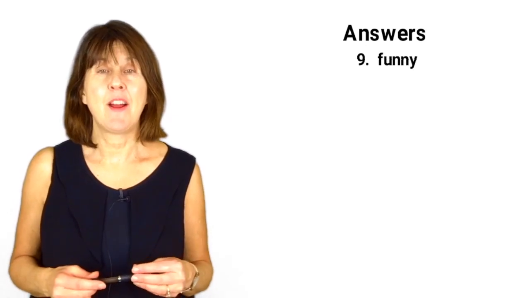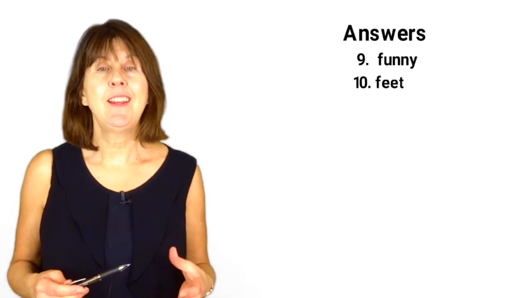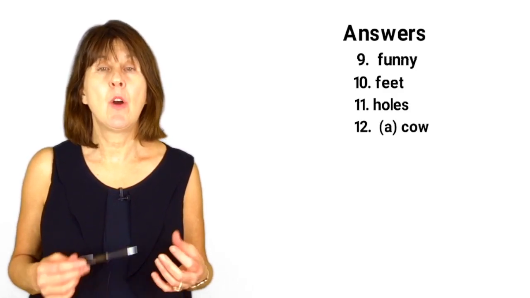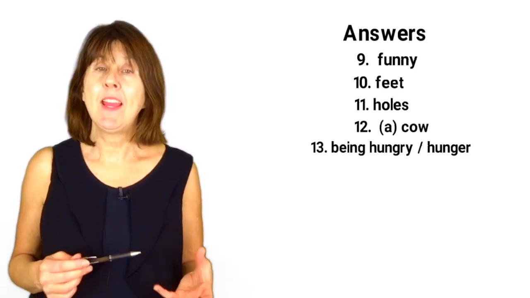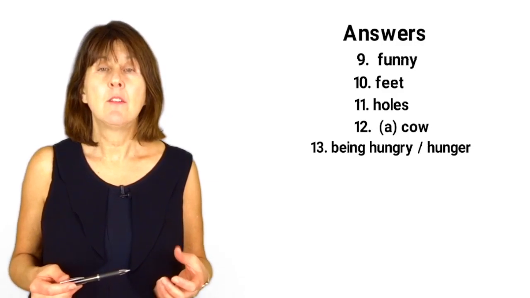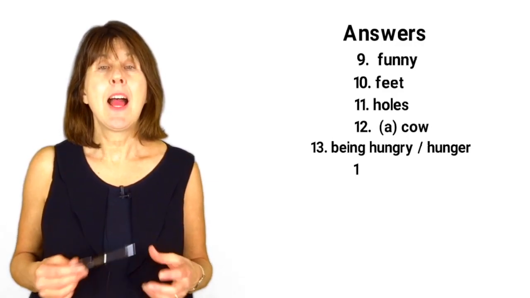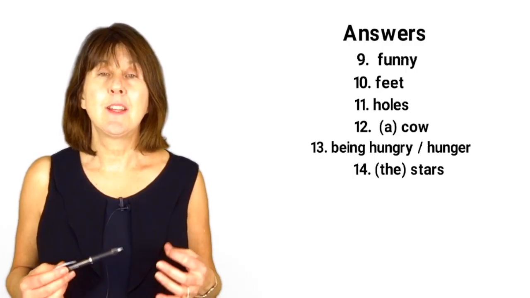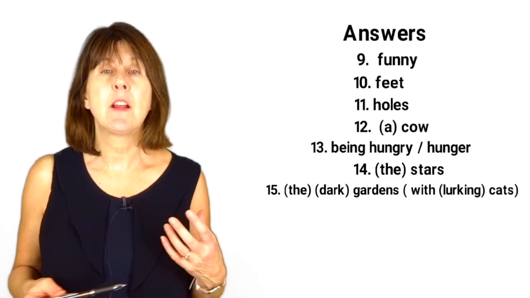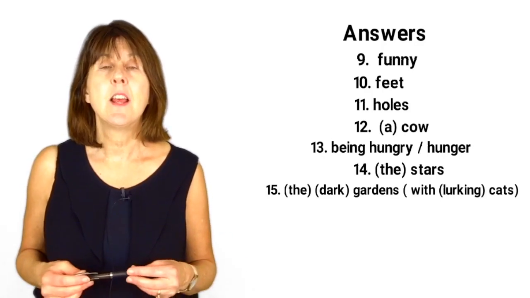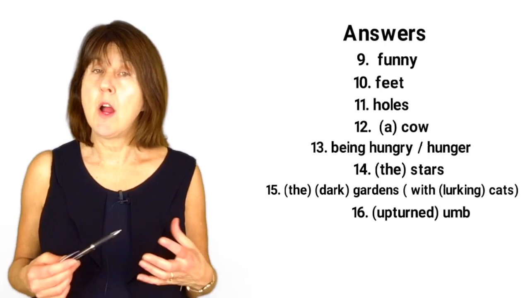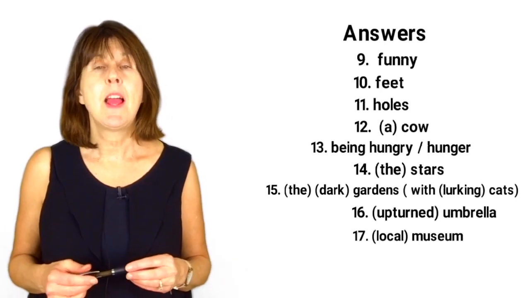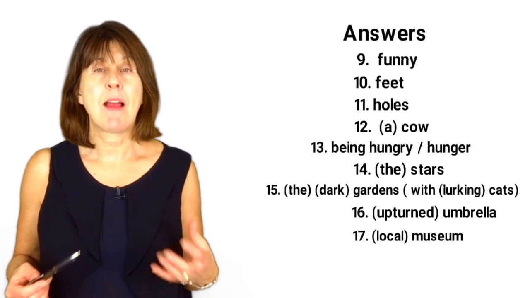So 9, funny, 10, feet, 11, holes, 12, cow or a cow, 13, being hungry or hunger rather than loneliness, and 14, stars or the stars, 15, the variety of options, the dark gardens with lurking cats or just gardens, 16, umbrella or upturned umbrella, 17, museum or local museum, 18, puffin mouse mat.